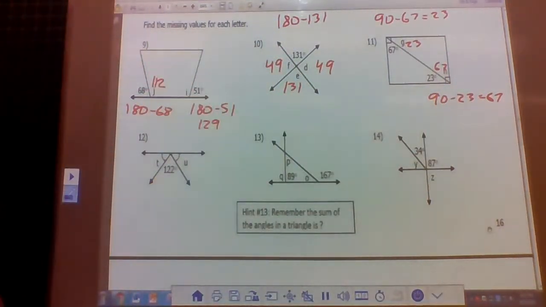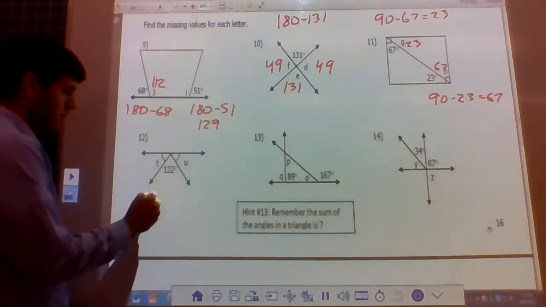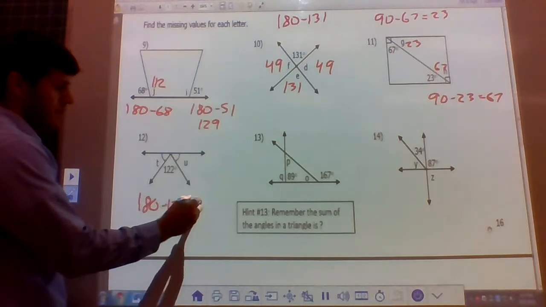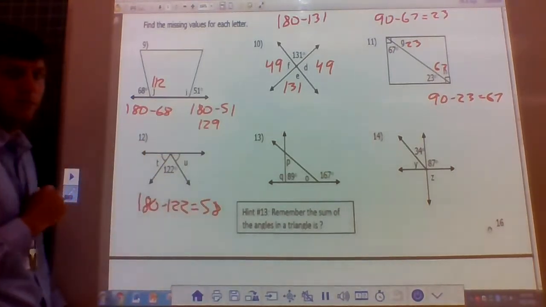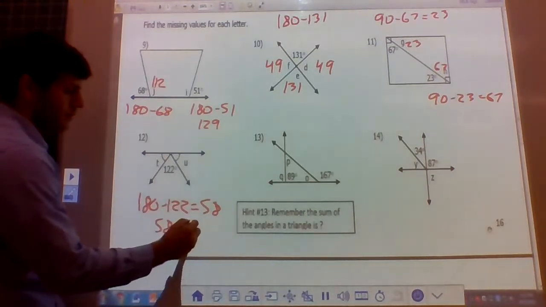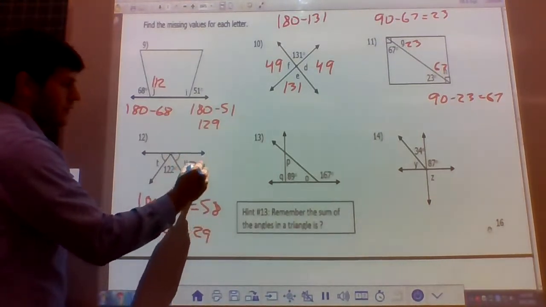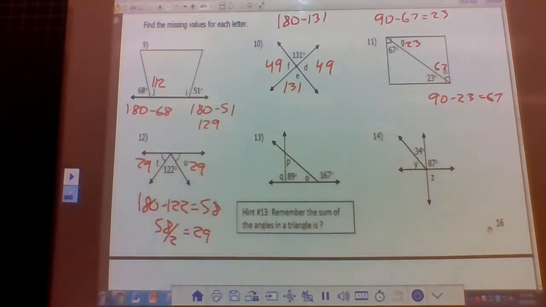Here, all three of these are supplementary. They all add up to 180 degrees. So let's do 180 minus 122, okay, that's going to give us 58. So these two added together need to be 58. We also know that they are equal, so we can do 58 divided by 2 gives us 29. So 29 plus 122 plus 29 is going to be 180 degrees.